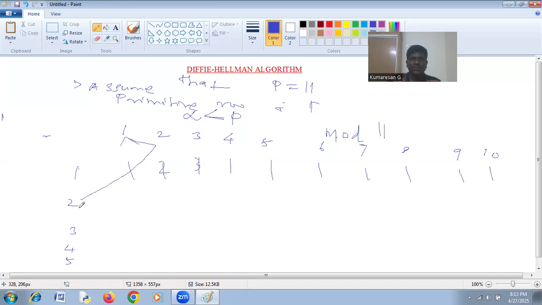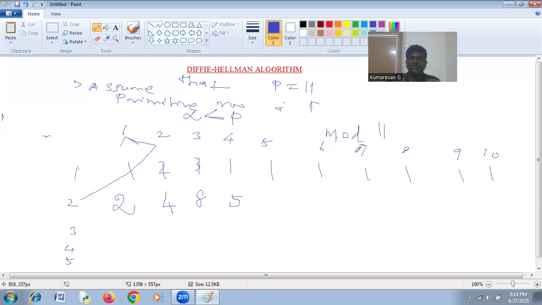So 2 power 1 is 2. 2 power 2 is 4. 2 power 3 is 8. 2 power 4 is 16, and 16 is beyond 11, so it becomes 5. And 2 power 5 is 32.